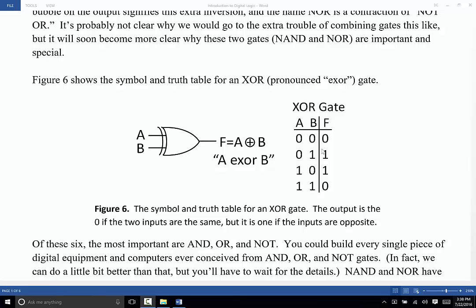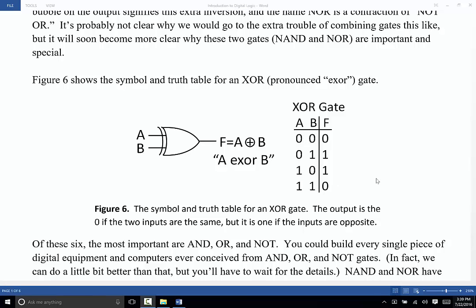Now remember that in OR it was 0, 1, 1, 1. If either of the inputs or both of the inputs are 1, then the output will also be a 1. Well, in the case of XOR, the only difference is in the last row. If both of the inputs are 1, then the output actually reverts back to a 0. The way that I like to think of it is that this is detecting if the 2 inputs are the opposite. So 0, 1 gives a 1. 1, 0 gives a 1. But if the 2 inputs are the same, 0, 0 gives a 0, 1, 1 gives a 0.